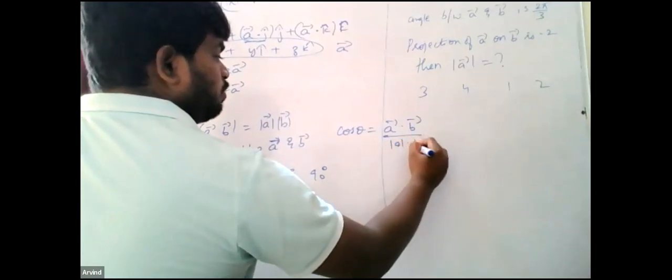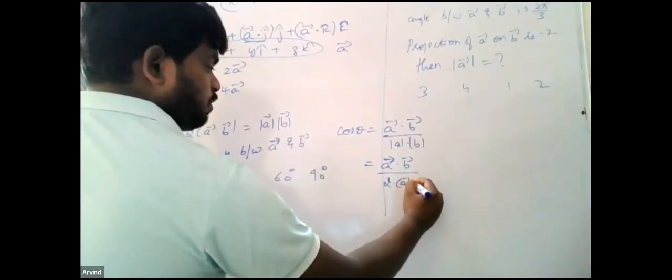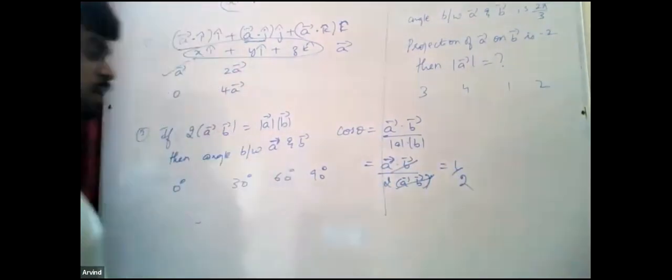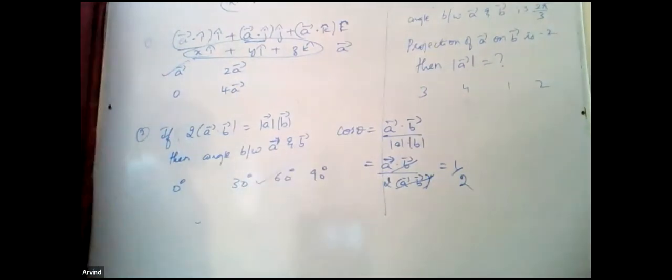So here we know how to find the angle, right? Cos theta is a dot b divided by mod a mod b. Mod a mod b is 2 times a dot b. So a dot b cancels, and you get 1/2. Cos theta equal to 1/2 is 60 degrees. 60 is the answer. What about the other one?